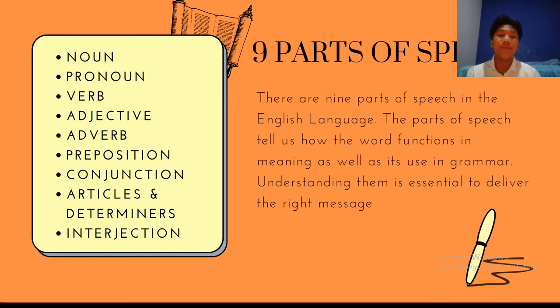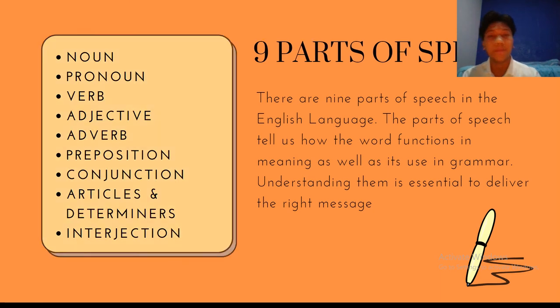Right, there are 9 parts of speech in the English language. The parts of speech tell us how a word functions in meaning as well as its use in grammar. Understanding them is essential to deliver the right message. So the first one is noun, and then we have pronoun, and then verb, followed by adjective, adverb, preposition, conjunction, articles and determiners, and the last one is interjection. Now I will explain to you all what the 9 parts of speech are.